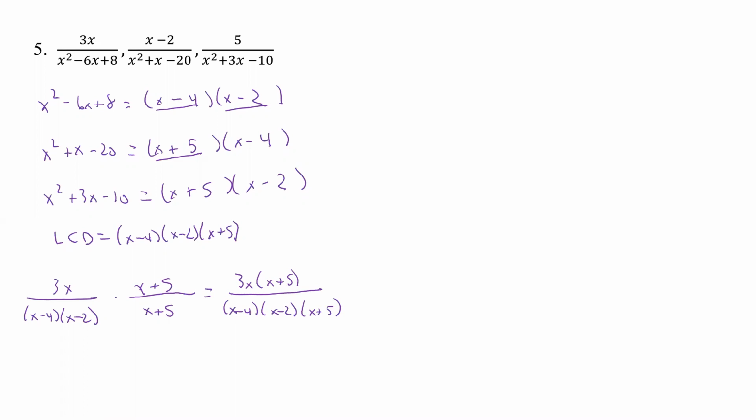So our next one, what we have is x minus 2 over, and this was x plus 5, x minus 4. And so we had to multiply that by what? Well, the other term is x minus 2. So x minus 2, x minus 2. And so what we have is x minus 2 squared over x plus 5, x minus 4, x minus 2. So that's the new one here.